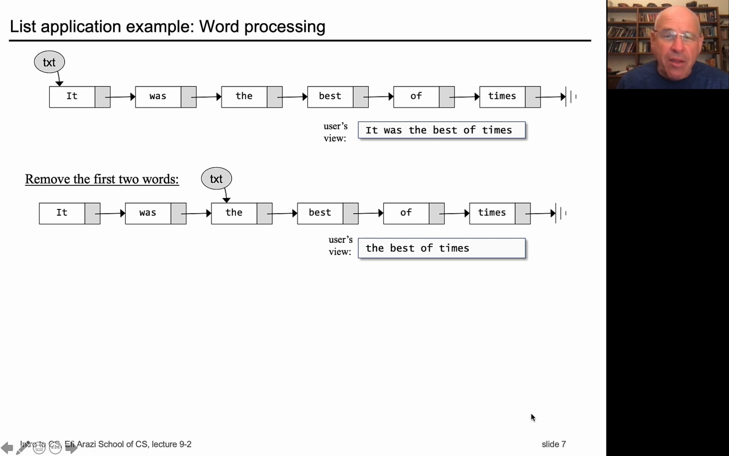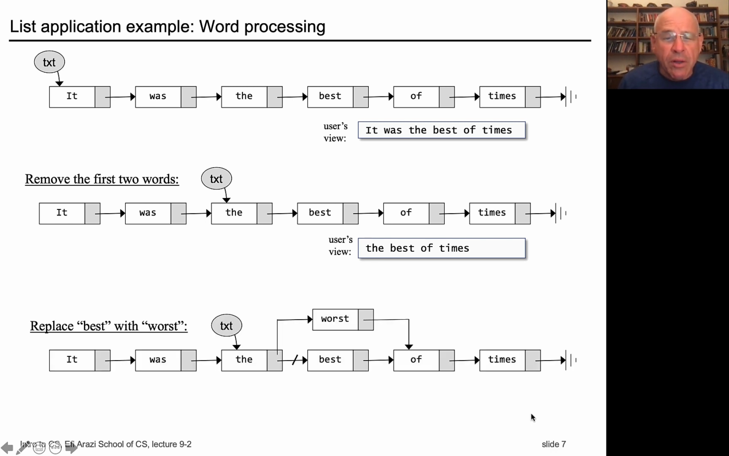All right? By the way, this also shows you how you can do undo, right? How you can decide to undo the delete and go back to the original. But that's a different story. All right, now suppose that the user now wants to replace the word best with worst. So the user marks best and types something instead. How are we going to support this operation? Well, we'll do something like this.